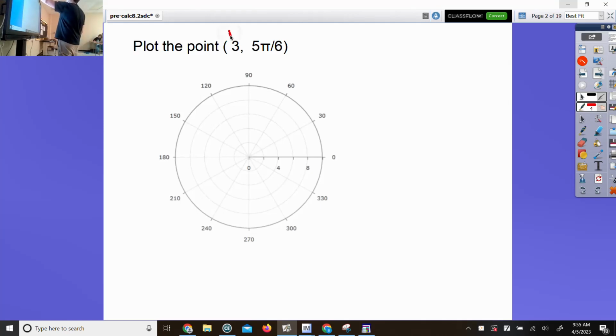So at 150 degrees, and we have all these circles here because each circle represents a unit. Is each circle a 2? Yes. So it would be between the first and second circle, a little bit closer to the second. That's all there is to it: go to the angle, plot on the radius.